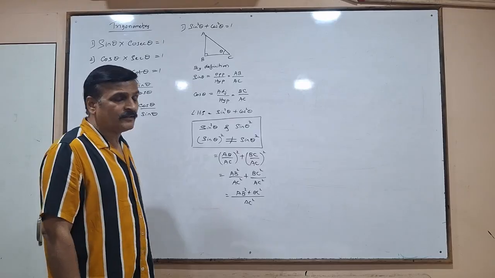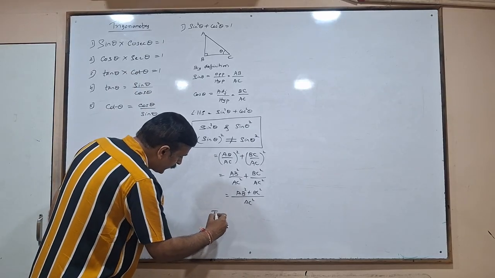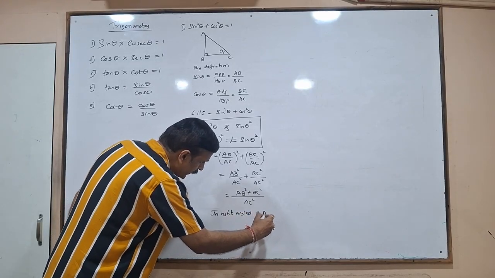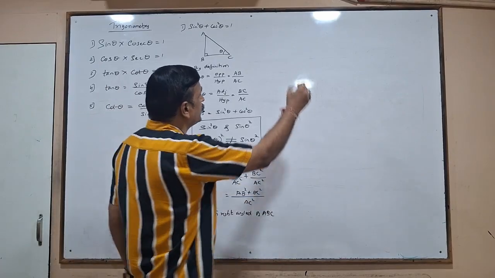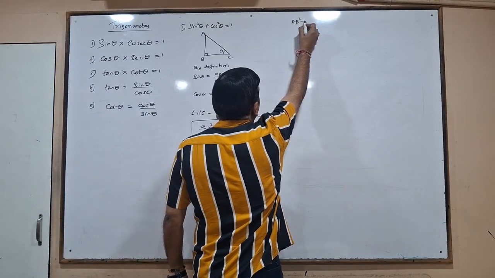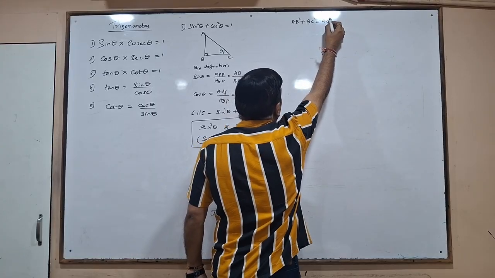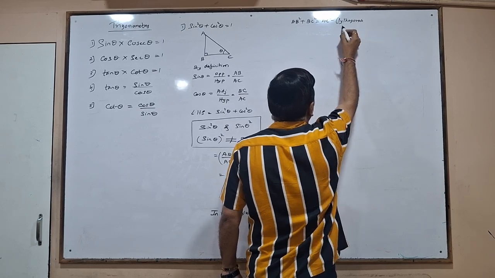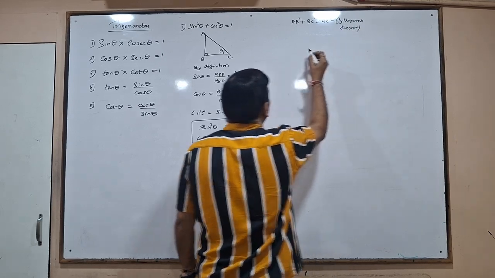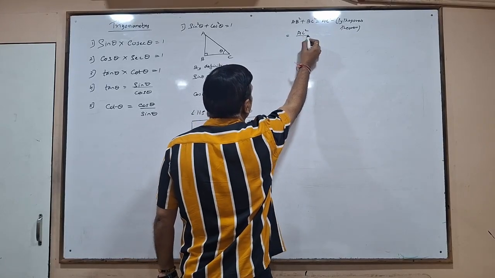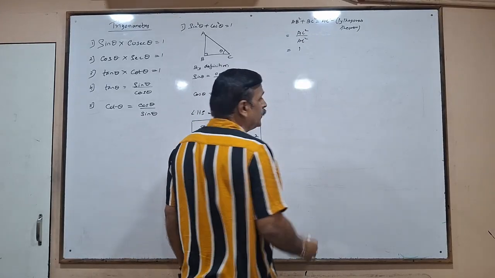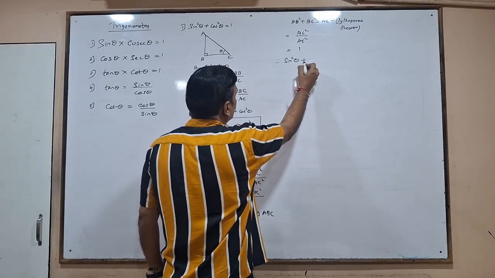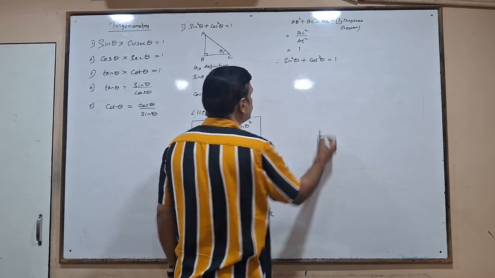But it is a right angle triangle, and in right angle triangle, in this case ABC, we can obviously write AB square plus BC square is equal to AC square. The famous theorem, Pythagoras theorem. Therefore, dividing by AC square, it will be AC square upon AC square, which will be equal to 1. So we got an identity, sin square theta plus cos square theta is equal to 1.